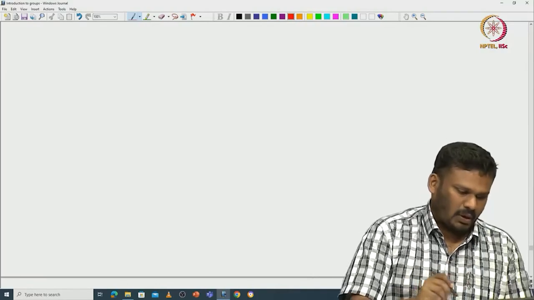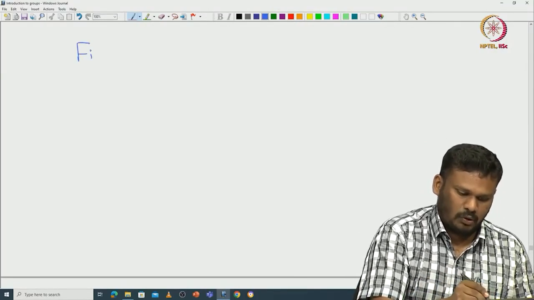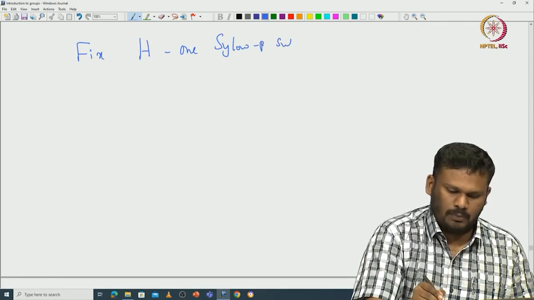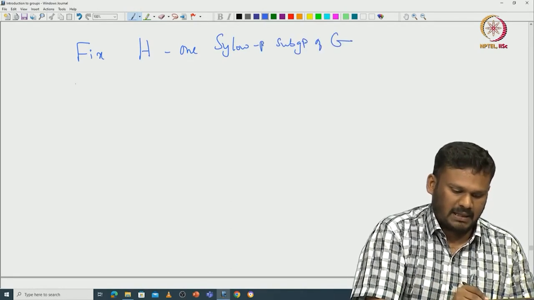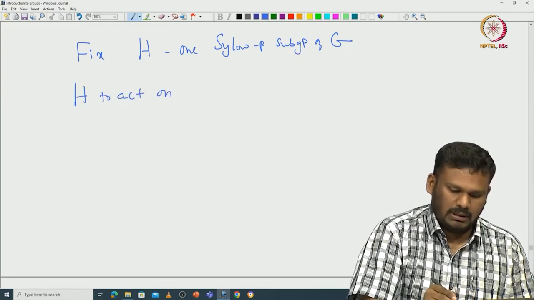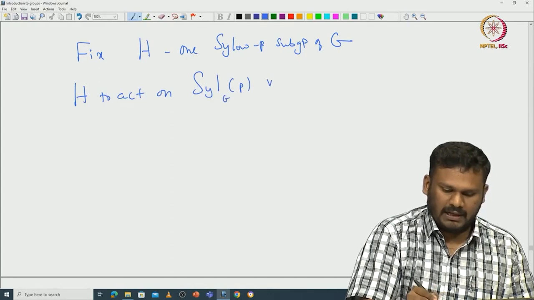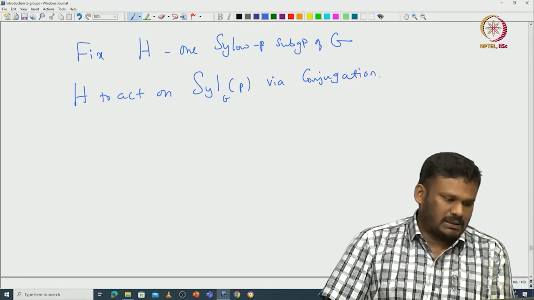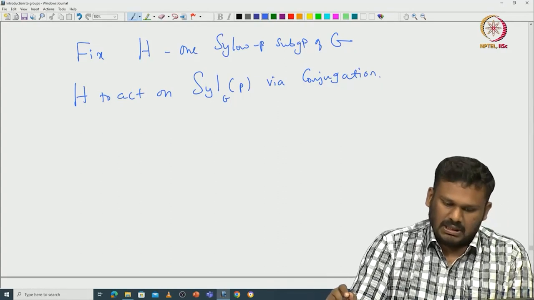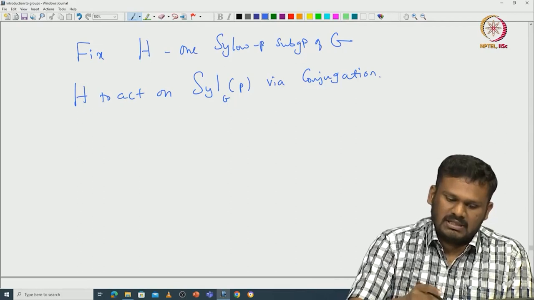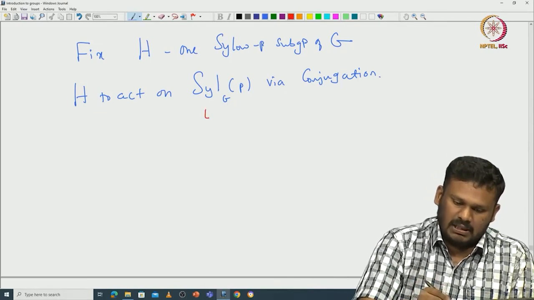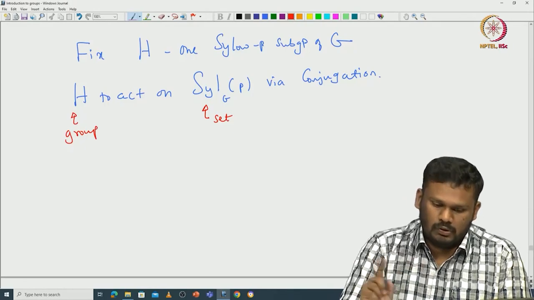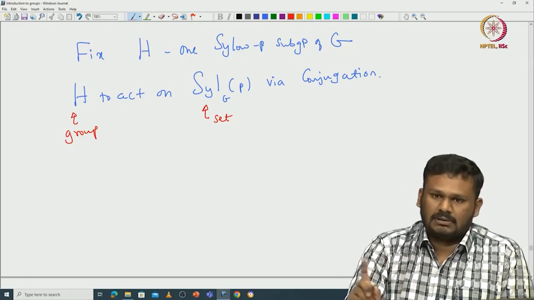Now again, what we do is fix H to be one Sylow P subgroup of G, and then make H act on this set Sylow P of G again via conjugation. So this is the set now and this is the group now. If you are not comfortable about which one is the set and which one is the group, you always mention it and keep track of all those things.